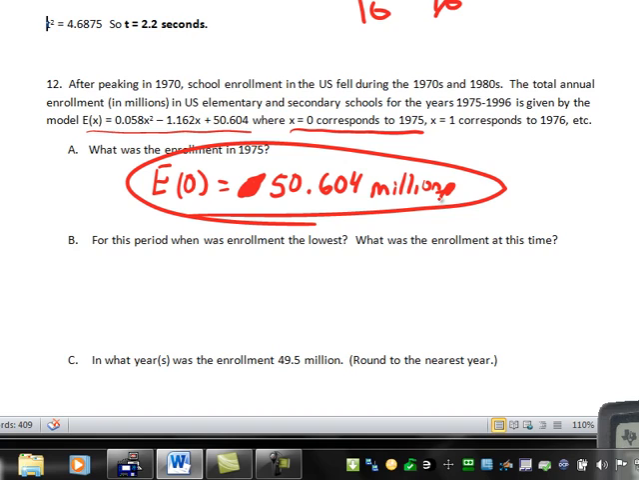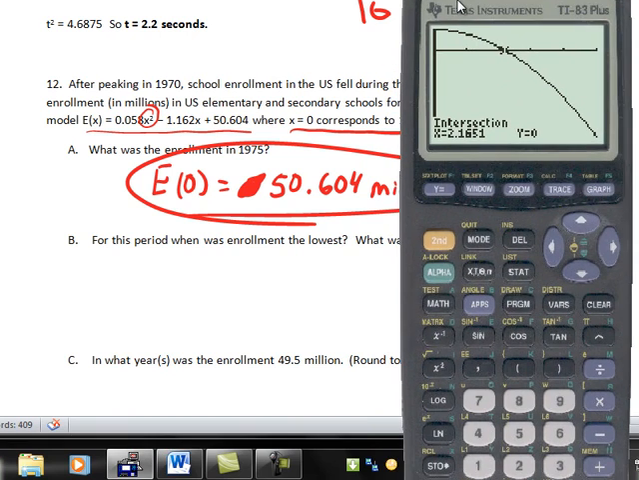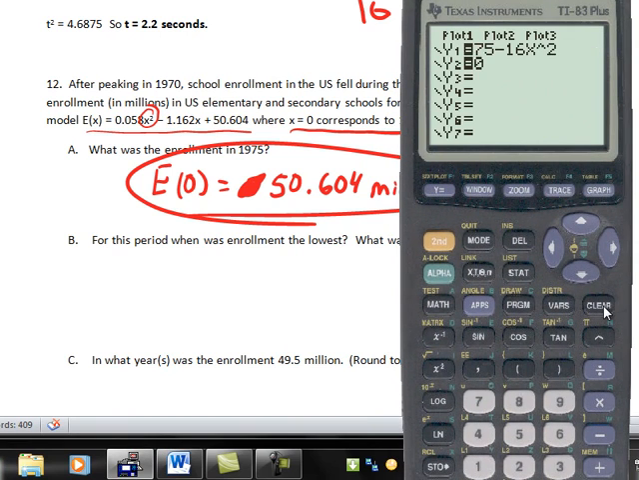For this period, when was the enrollment lowest? We should recognize this as a quadratic, so we could find the vertex of our parabola. You could use the vertex formula, or we could just plug it in the calculator. I'm going to encourage you to actually use the calculator on some of these.